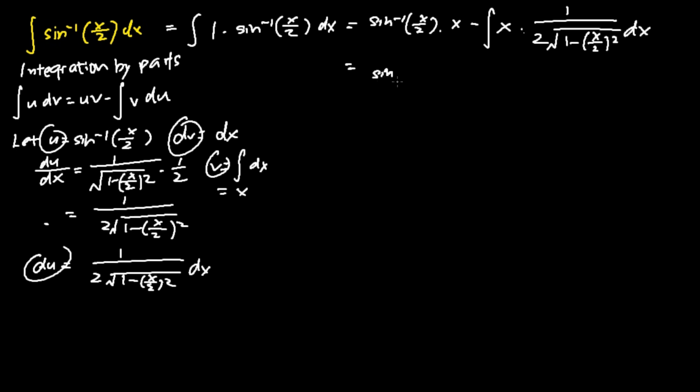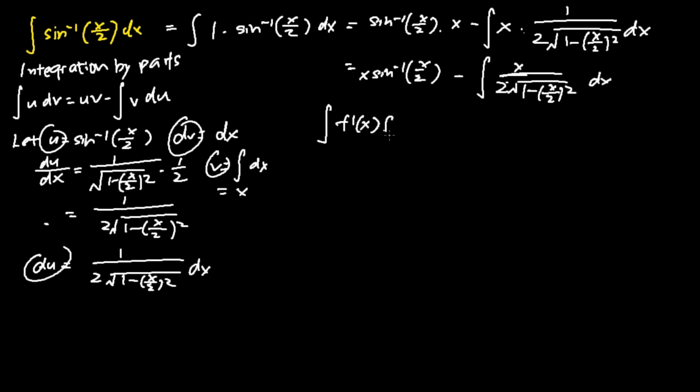And I further simplify the integral term. I get the following, which is the integral of x over 2 square root of 1 minus x over 2 squared dx. I next apply this particular integration technique, which is if I were to integrate the differentiated function f'(x) times f(x) to the power of n dx, this is equal to f(x) to the power of n plus 1 over n plus 1 plus c.